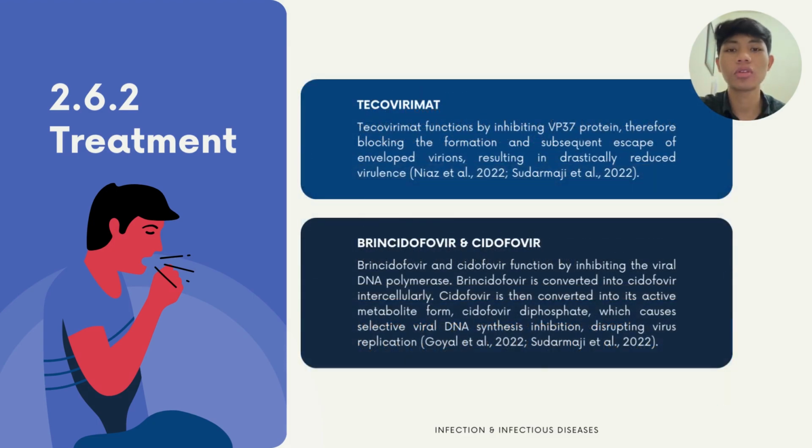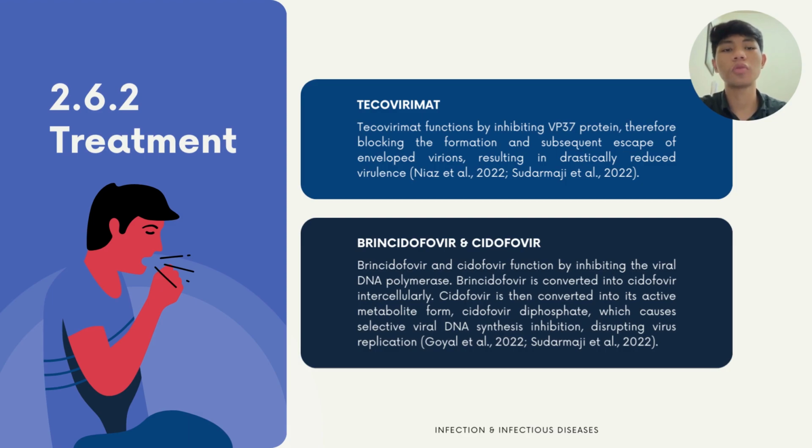We will discuss the drugs of choice in severe monkeypox treatment. First, we will discuss tecovirimat. Tecovirimat, available in oral and intravenous form, is the drug of choice for most monkeypox cases. It has recently been approved by the European Medicines Agency for monkeypox treatment. Tecovirimat functions as a virustatic drug by inhibiting VP37 proteins, therefore blocking the formation and subsequent escape of enveloped virions, resulting in drastically reduced virulence.